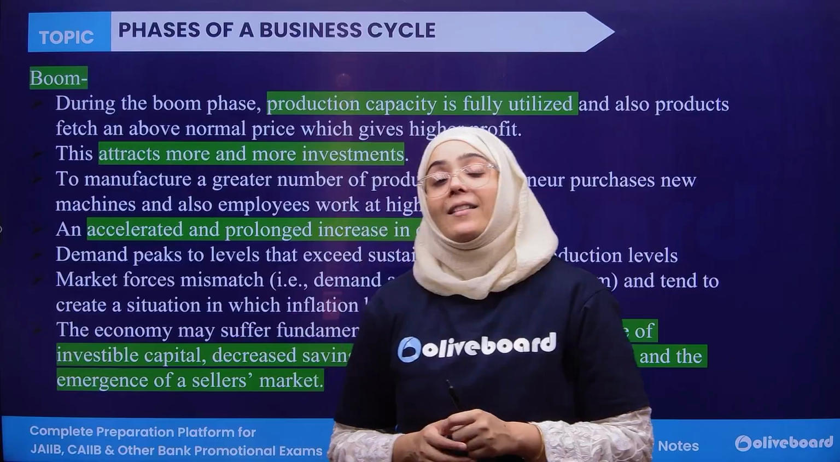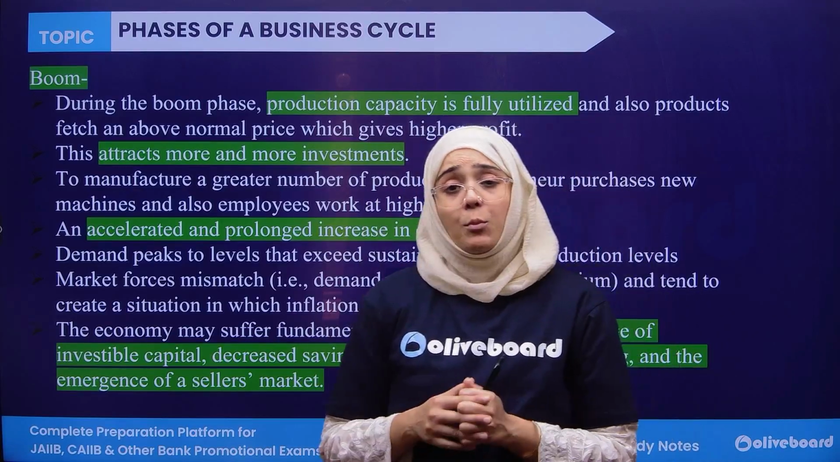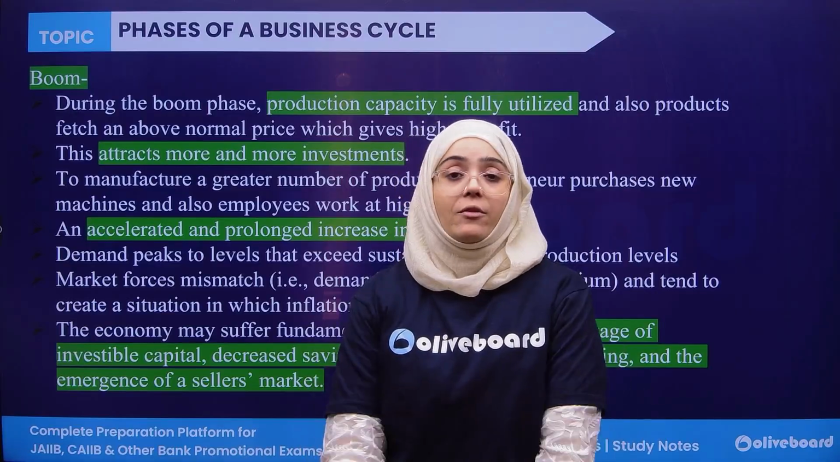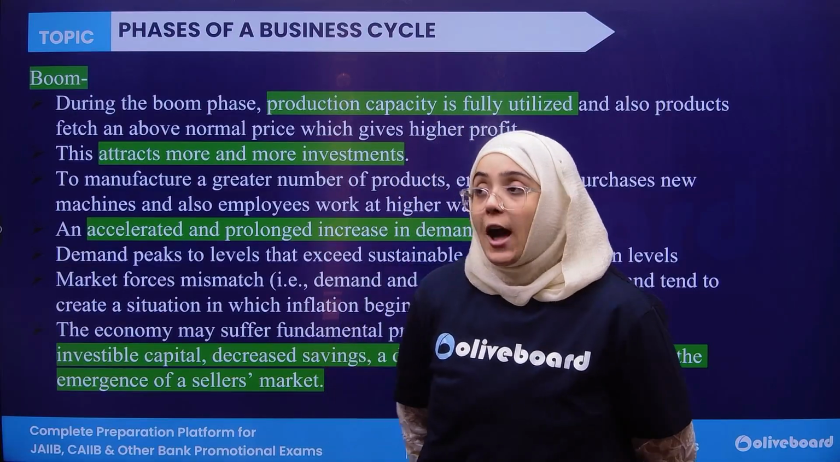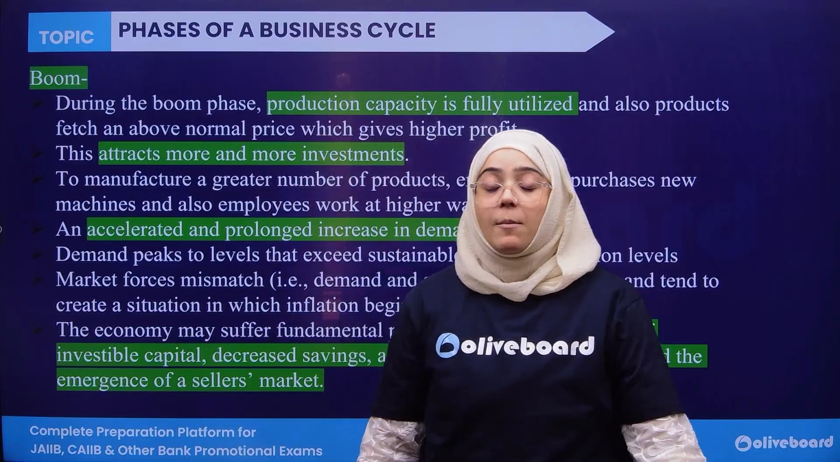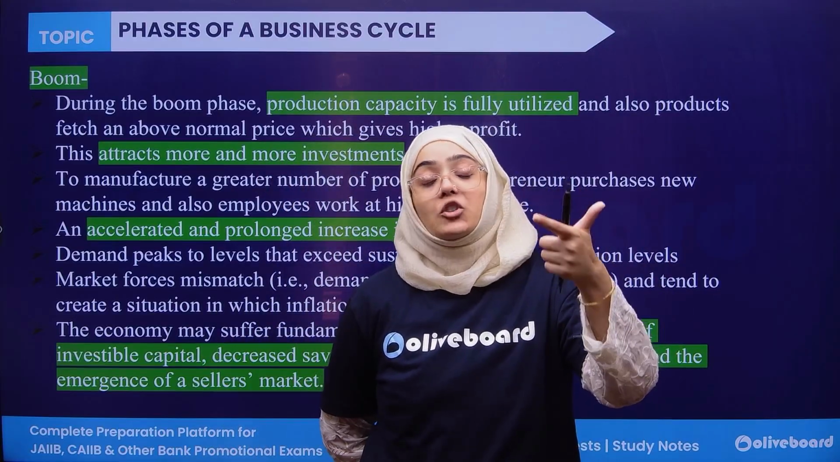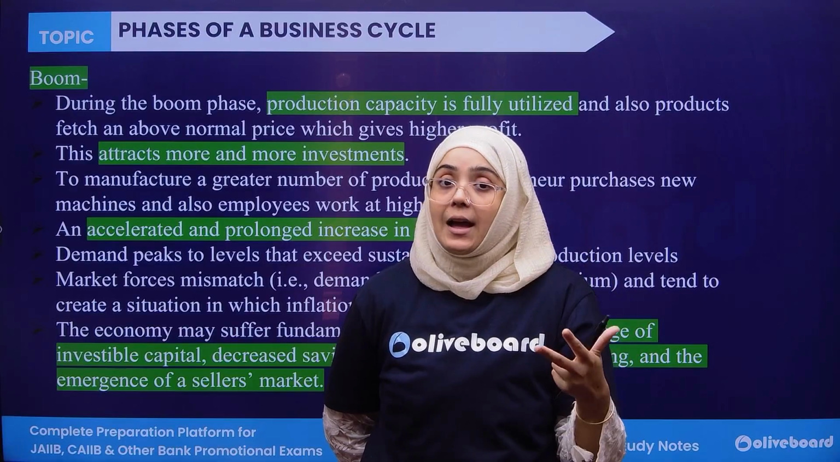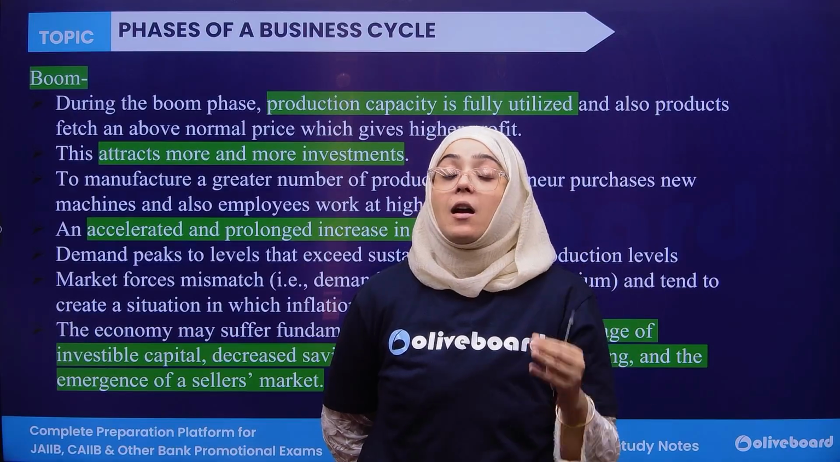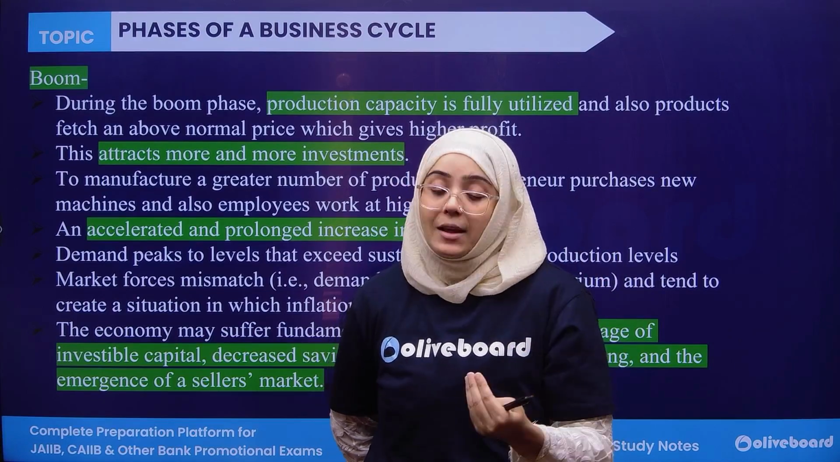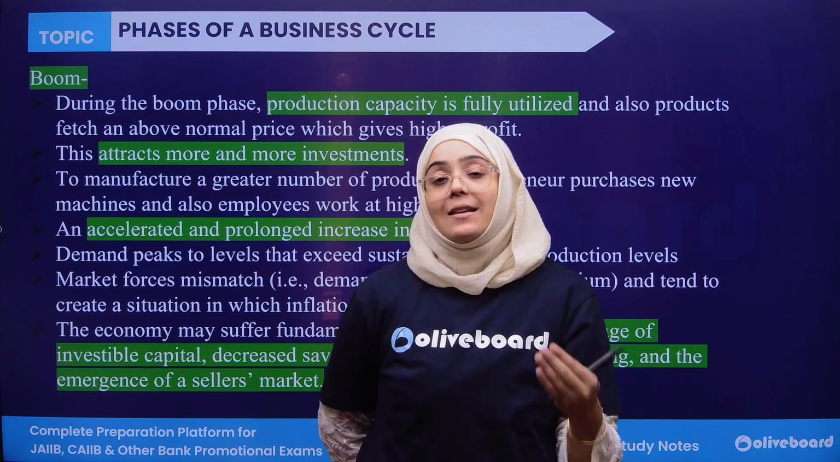The first phase is called the boom phase. The boom phase is a phase where everything seems to be perfect. The production is very high because of the high demand in the market. So the demand is very high, due to which the production need is very high, due to which the employment is very high. With employment high, people are earning a good amount of money, right? They are spending more in the market. Everyone is in profit.